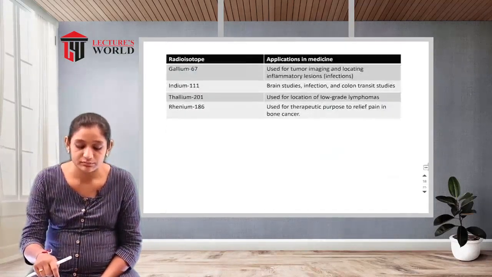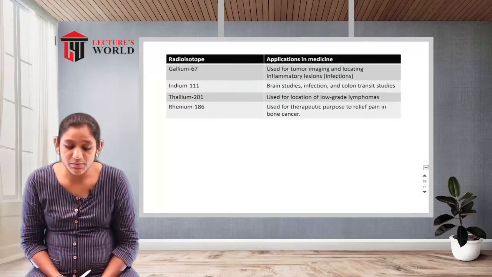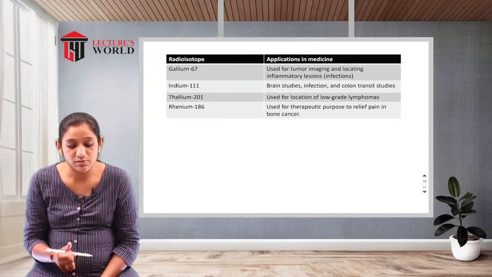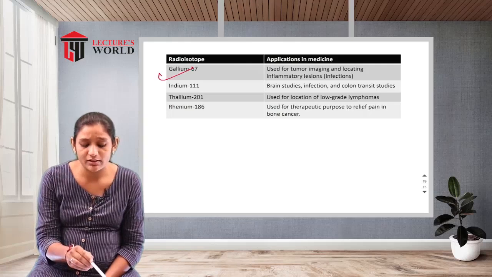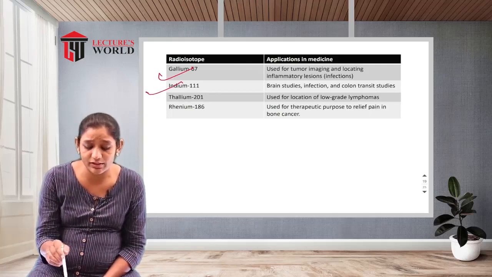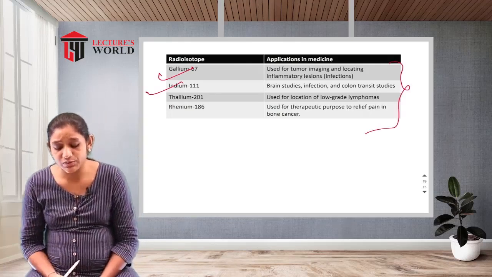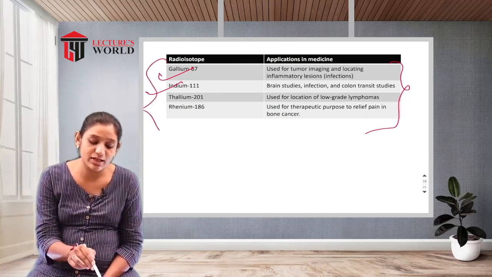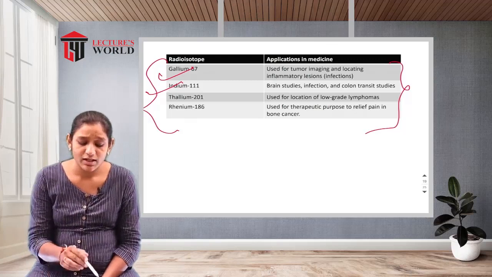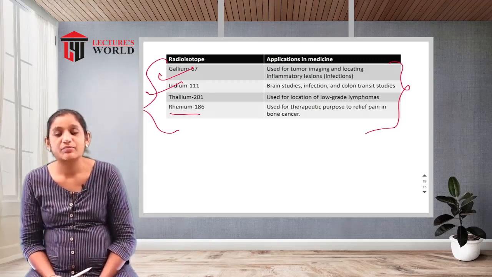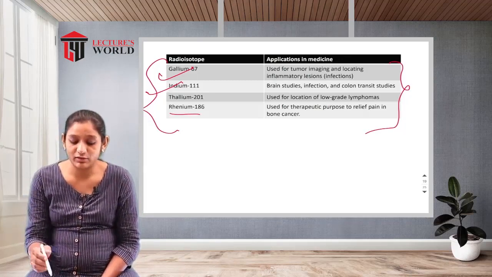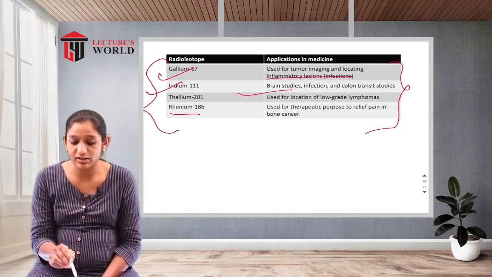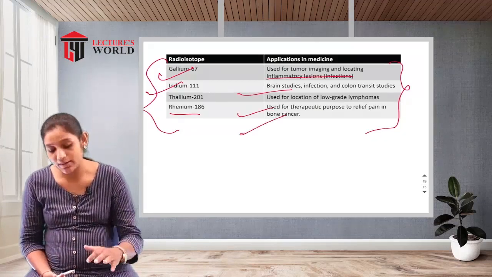Next one, radioisotopes and applications: gallium 67, indium 111. Applications: selenium 75, rhenium 186. These are all radioisotopes, and what are their applications in our body? These are applied in medicine.